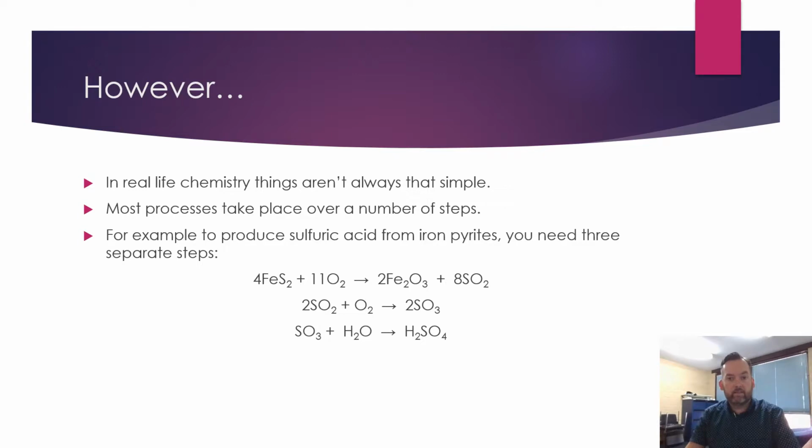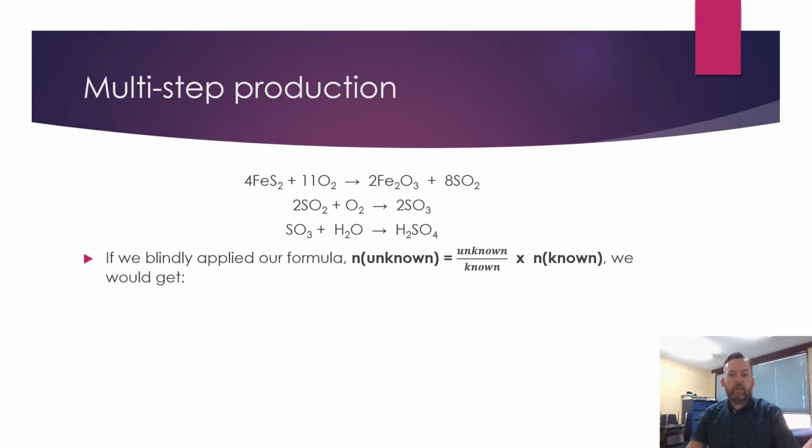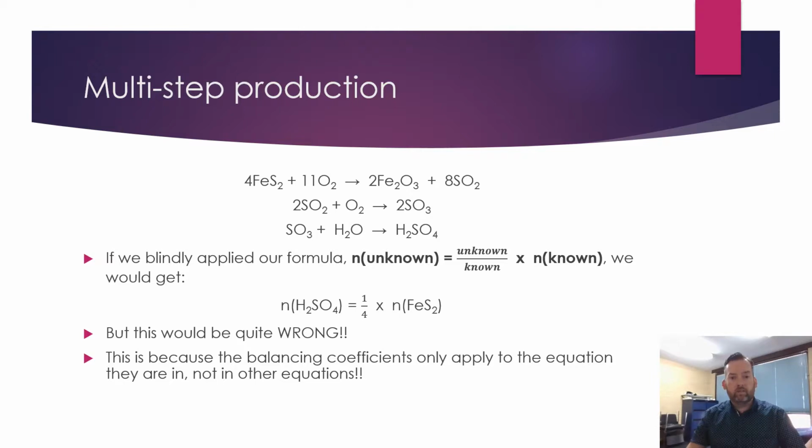So 3 distinct steps. If we look at those equations as 3 steps, if we just got our standard formula, unknown over known times number of moles known, and just used it blindly, we would get the number of moles of sulfuric acid is 1, that's a 1 in front of the sulfuric acid, over 4, because it's in front of the pyrites, and there's our formula. But that would be quite wrong. If you did that, you'd get a totally wrong answer. That's because balancing coefficients only apply to the equation that they're in, not the other equations. So that 4 in front of the pyrites is applied to that equation only. It's got nothing to do with the third equation at all. We're trying to conserve mass in each equation, but not between equations.